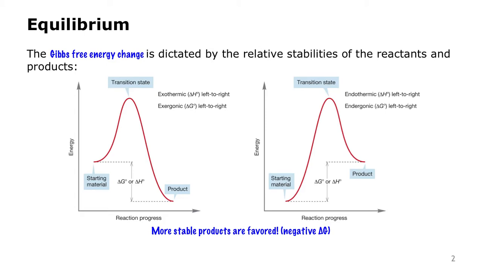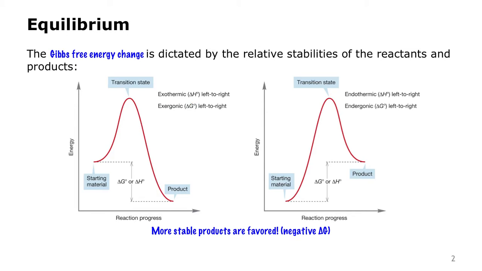The Gibbs free energy change is a relationship between the relative stabilities of the reactants and the products. For a reaction where the starting material is less stable than the product, we have a decrease in free energy, so a negative delta G, and that's referred to as an exergonic reaction, and it's said to be thermodynamically favored. Now, you might be familiar with this same sort of explanation related to the heat of a reaction or the enthalpy change, and that would be referred to as an exothermic reaction.